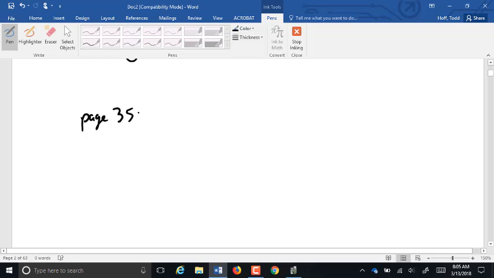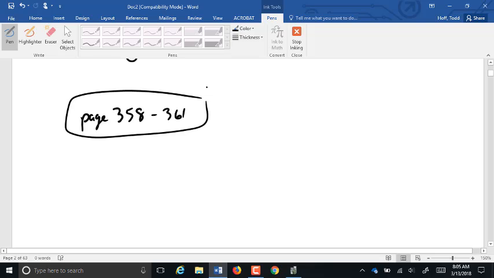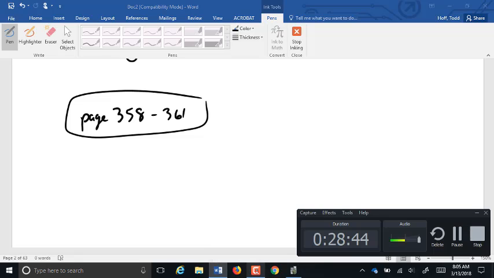So on pages 358 through 361, you should be able to do all of those problems. If you just want to do the odds, that's fine. If some of the evens look difficult, maybe give those a shot. But I'll let you have the last 15 minutes to get started on those.